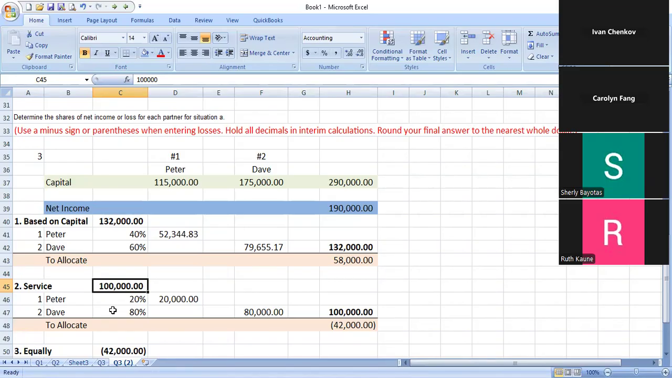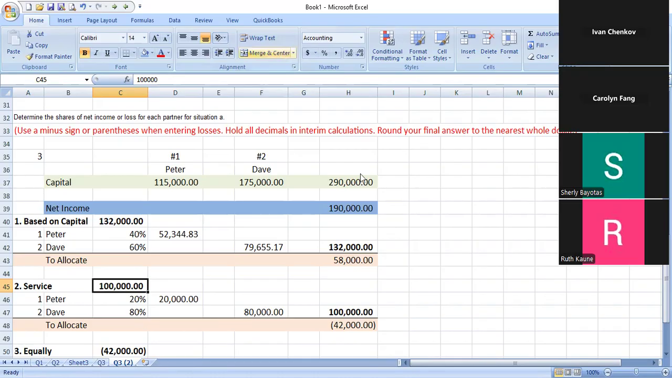Or I can tell them, I'm sorry, I cannot give you 100,000 for service. I can give you only 58 because that's how much is left from the income. Or I have to allocate 58 times the percentage, which will be the scenario here. Do you remember? Trying to remember, but I think it should be 58.